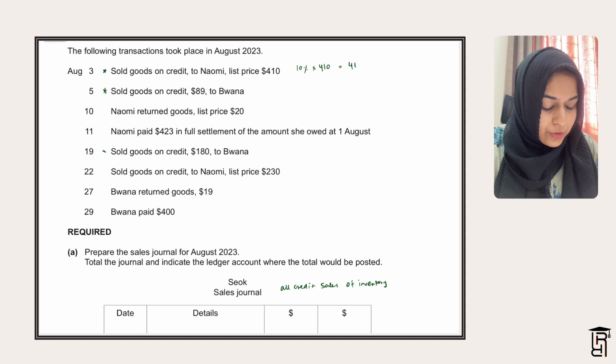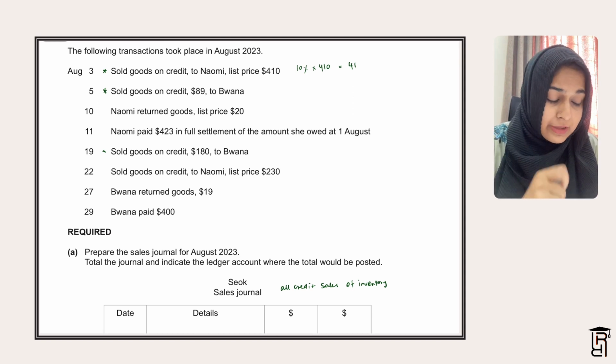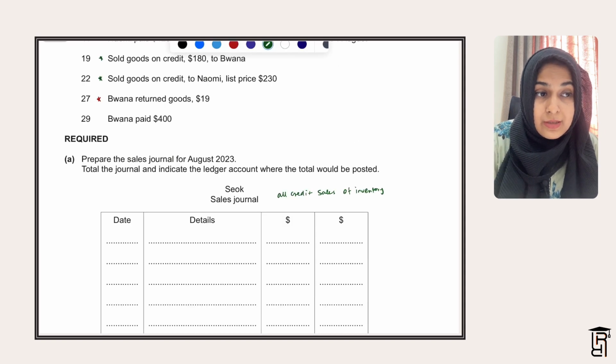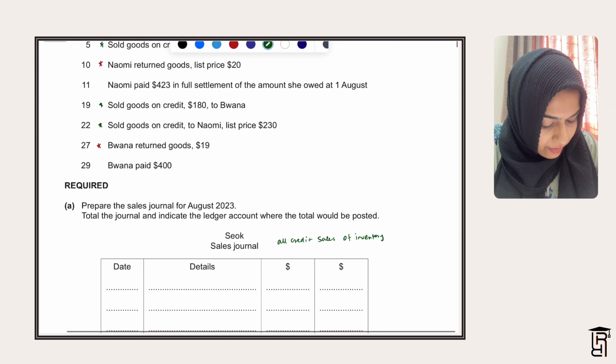Okay, so what we need to do here is record the date on which we have sold goods on credit. You need to record the details. In the details, you write the name of the person to whom we are selling goods on credit. And in the amount, you write the amount after trade discount. So firstly, I'll write here August 3. I'll write here Naomi.